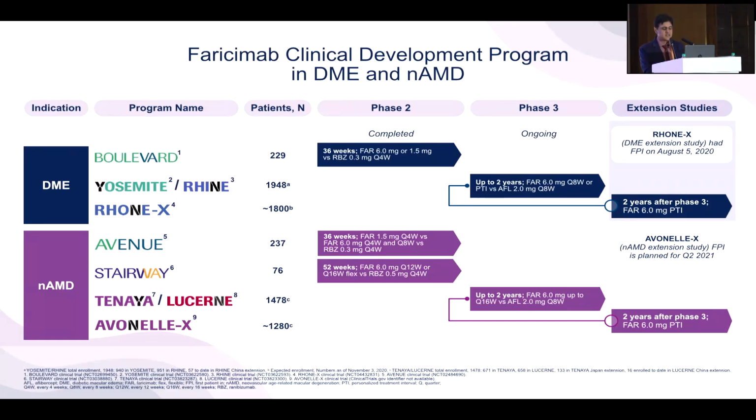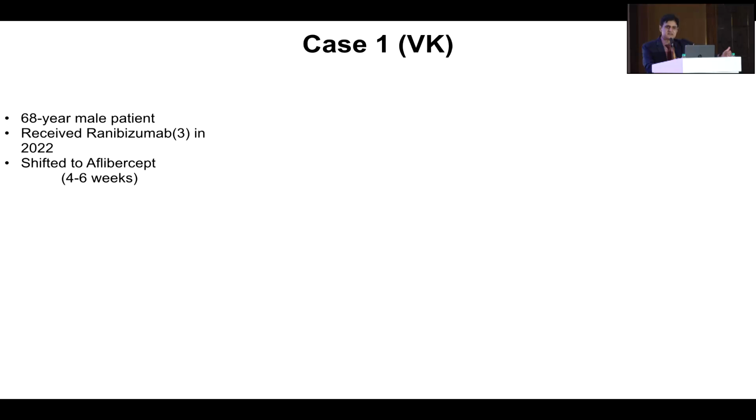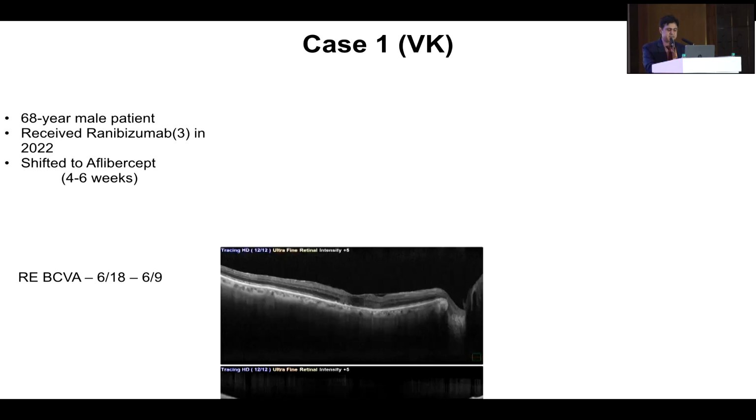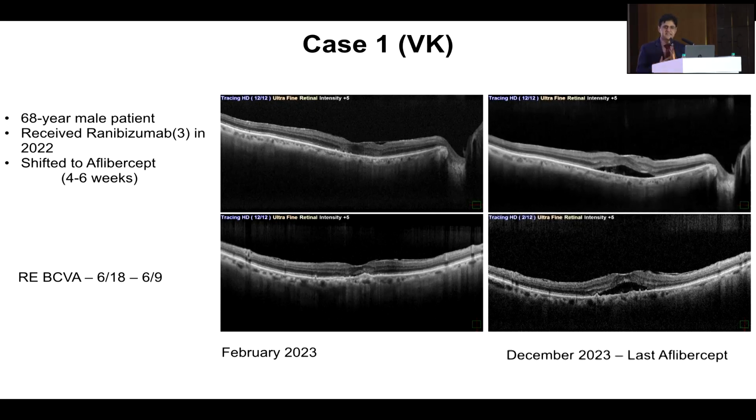Now I'll just discuss a few cases and how I started using it. This was one of my first patients. He is a doctor himself. He received ranibizumab for treatment. He comes from far, but there was no response, so we shifted to aflibercept. His vision improved to 6/9. But the problem is that his vision kept ranging from 6/9 to 6/18. After every 6 to 8 weeks, there was a recurrence of subretinal fluid.